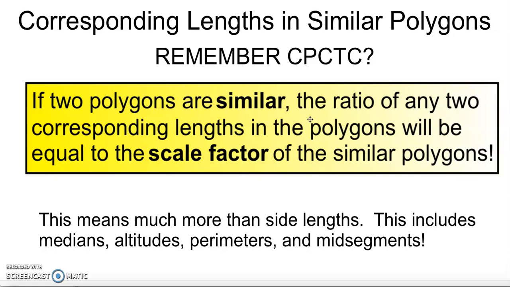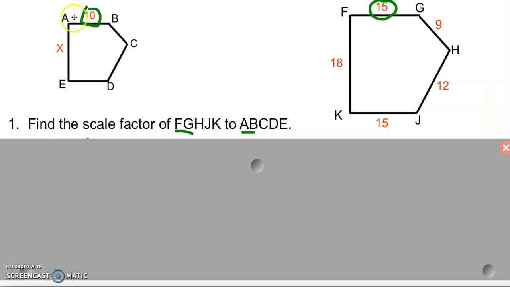If you remember CPCTC from a previous chapter, that's where we said corresponding parts of congruent triangles are congruent. If I've got side lengths that are in the same scale factor between two similar polygons, then other side lengths are also going to correspond. And not just the sides of the polygons. When I say side lengths, I guess I should say segment lengths. So that could be a median length, an altitude length, even a mid-segment length. And also with that, what we care most about in this section are perimeters. So the perimeters are also going to go together with the same scale factor.